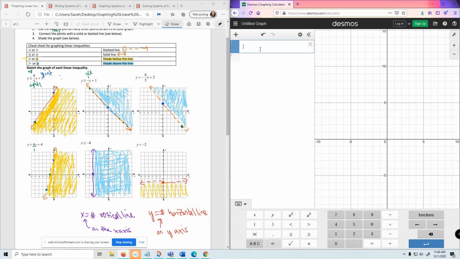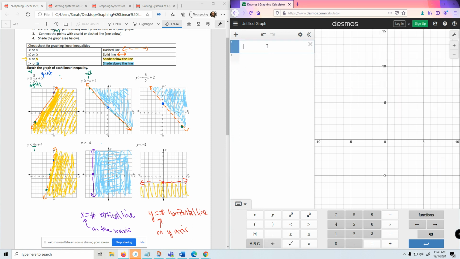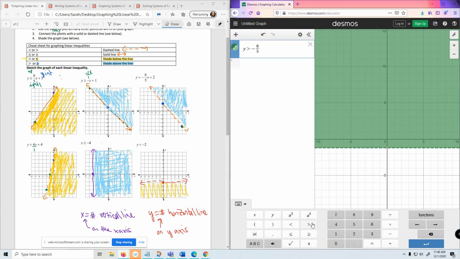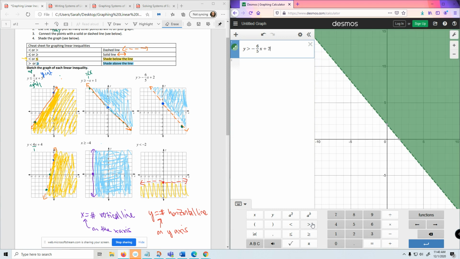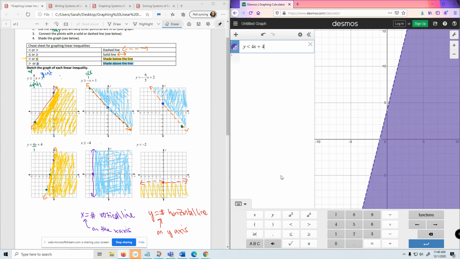Graphing the next one, my inequality is now greater than or equal to, so hit the greater than or equal to button. -x plus 1 gives us the graph that we're looking for. Next up, y greater than, I have a button for that. -6 divided by 5, arrow over to get x out of the denominator, plus 2, looks like what we made. Next up, y less than 4x plus 4, looks like our picture, has the dashed line and everything.